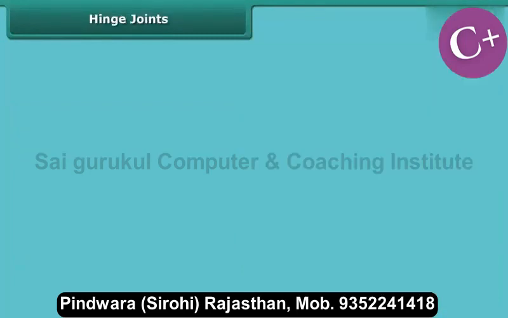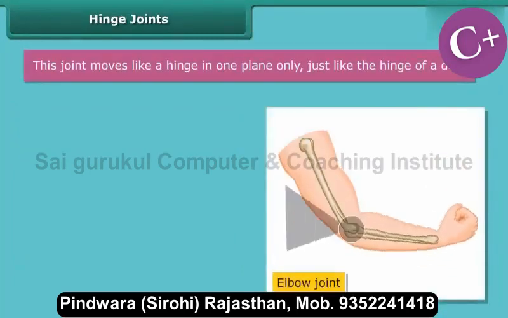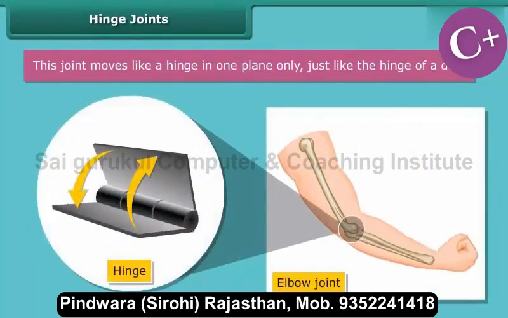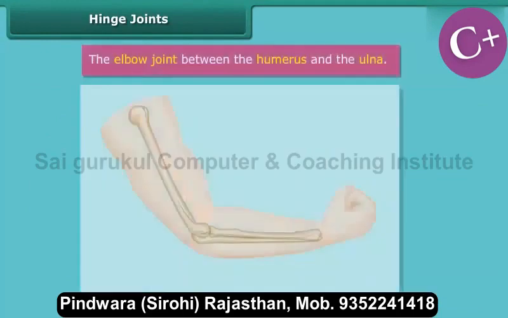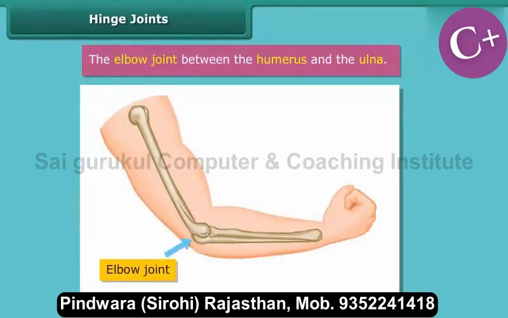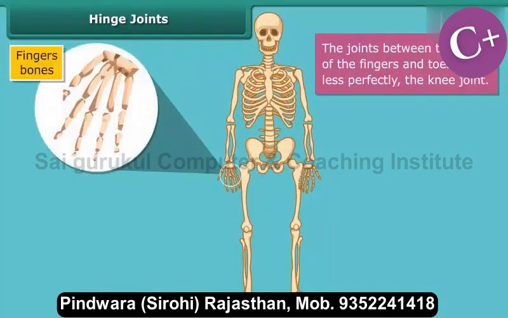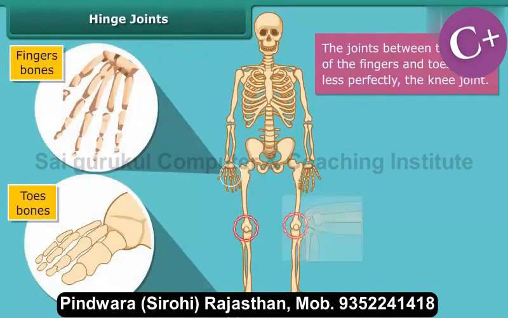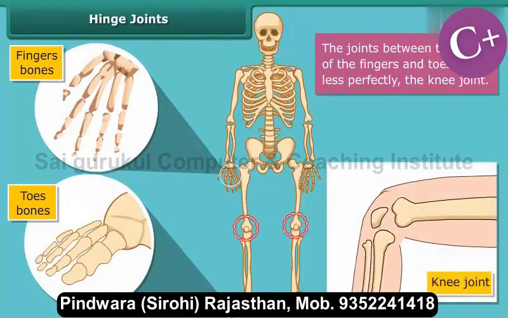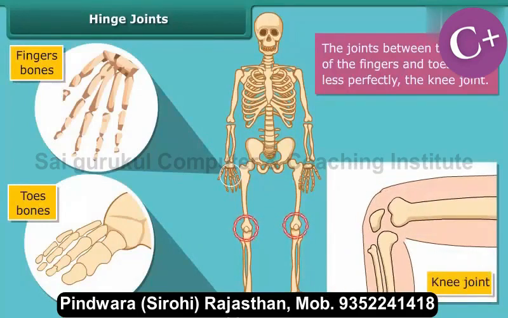Hinge joints. This joint moves like a hinge, in one plane only, just like the hinge of a door. The elbow joint between the humerus and the ulna, the joints between the bones of the fingers and toes, and less perfectly, the knee joint are the hinge joints. Hinge joints usually give sufficient power because there is less danger of twisting at the joint.